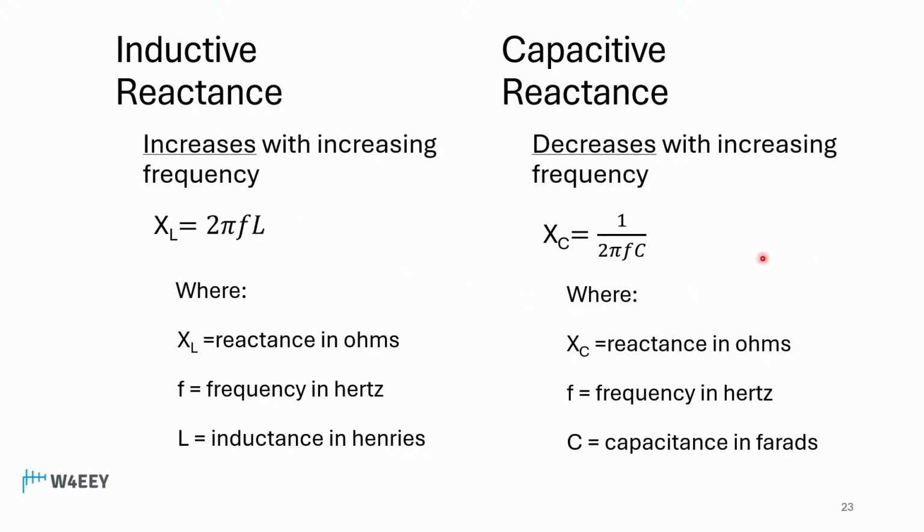Capacitive reactance operates as the reciprocal. It's 1 over 2 pi frequency C. And then the units, I think, are self-explanatory. Capacitance in farads, which again we're never going to see, we'll be dealing with microfarads, picofarads, that sort of thing. So we'll have to be using those exponent keys on our calculator.